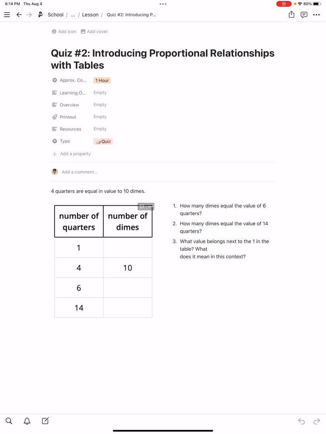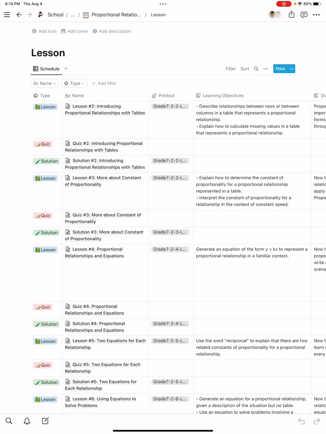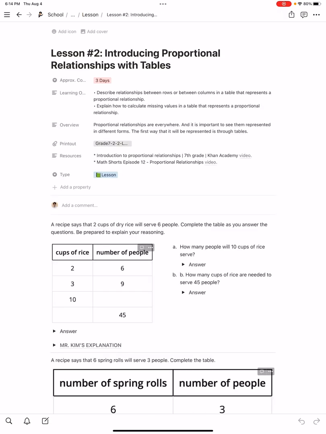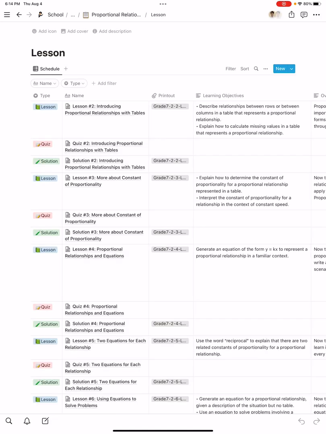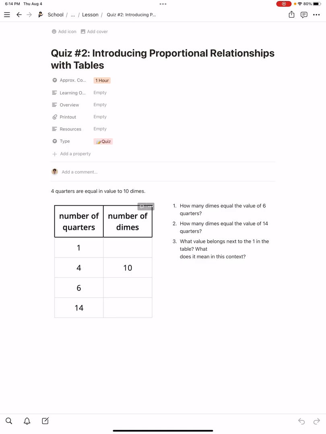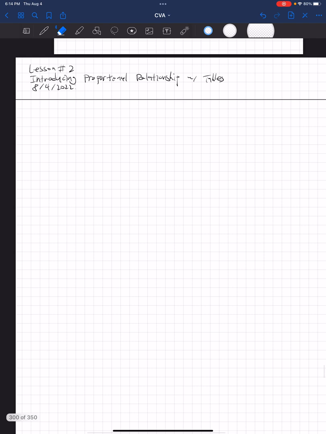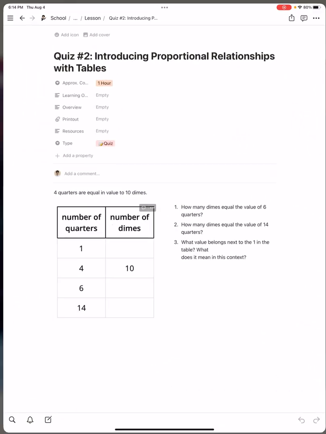What you're going to do now is basically the same thing. Before, the lesson name was introducing proportion relationship with tables, and the quiz name is also the same, except now you have a little quiz at the end. With the header as well, you're going to have 3 things. Instead of lesson 2, you're going to call it quiz 2. Then you're going to keep everything the same: introducing proportion relationship with tables, and then you're going to put the date as well, like I did right there.